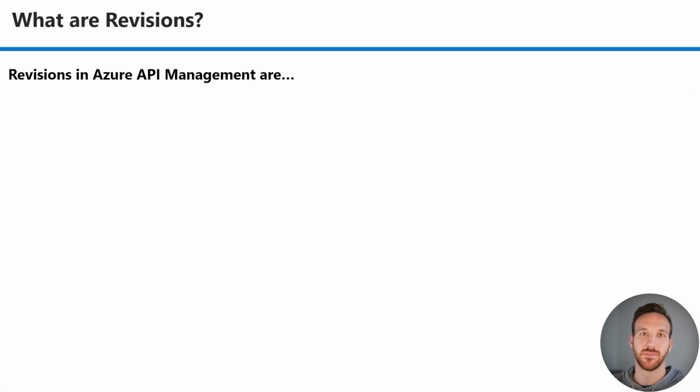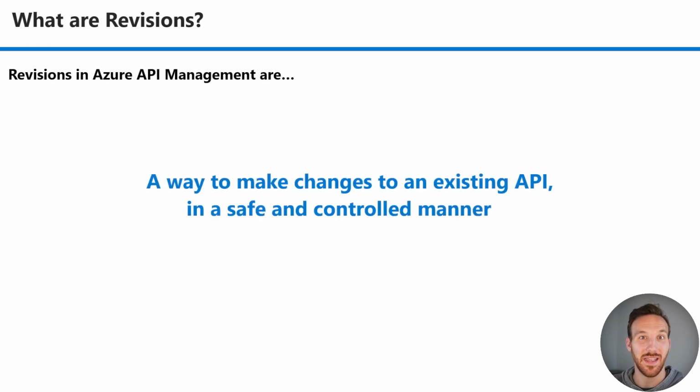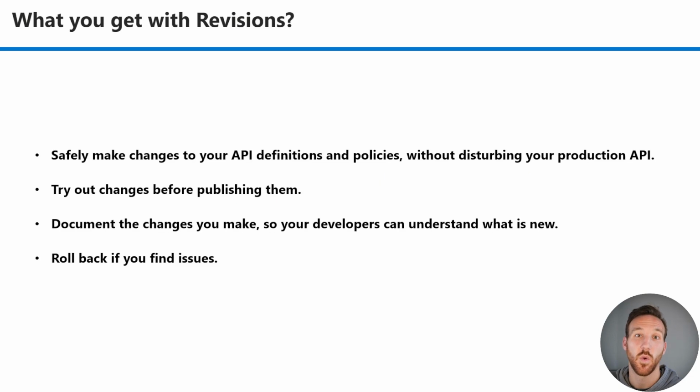Revisions in Azure API Management are a way to make changes to an existing API in a safe and controlled manner. When you use revisions with an API, you can make changes without developers ever knowing. You can choose to publish information on your revisions where your developers can see updates and changes via a changelog on the developer portal. And it's easy to roll back to older versions of an API if you need to.